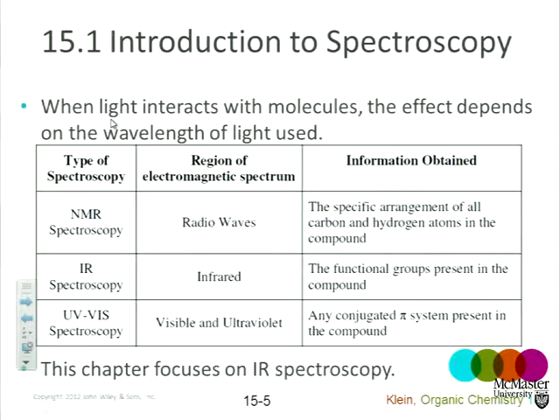Okay. This actually just really says that. I think I've already said that NMR spectroscopy involves radio waves. The information that we can obtain from NMR is the specific arrangement of all carbon and hydrogen atoms in the compound. NMR is very good at telling us about carbon and hydrogen, lousy at telling us whether we have, for example, a chlorine or a bromine in the molecule. And we'll look at an example of that next week.